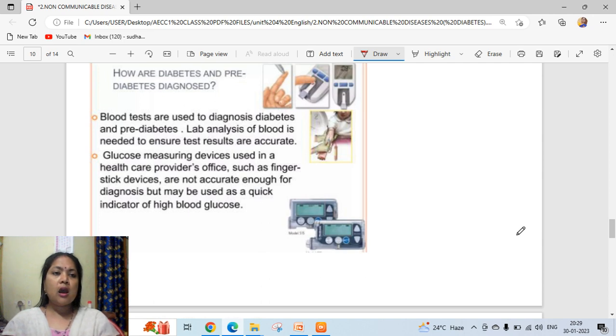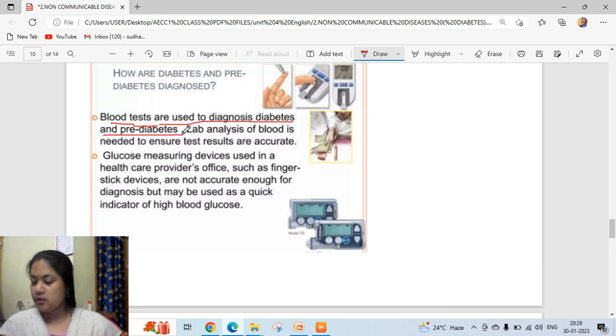Then how are diabetes and pre-diabetes diagnosed? The basic and widely accepted way is a blood test. Blood tests are used to diagnose diabetes and pre-diabetes. Lab analysis of blood is needed to ensure test results are accurate.